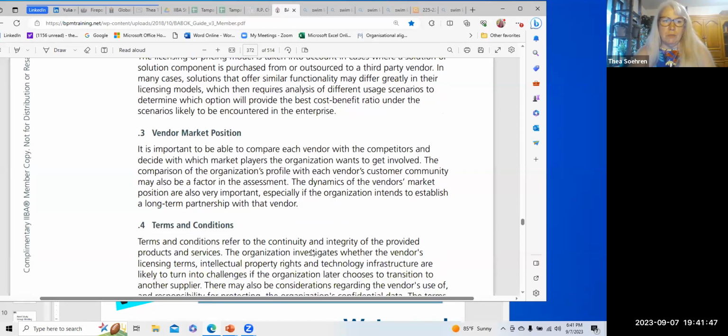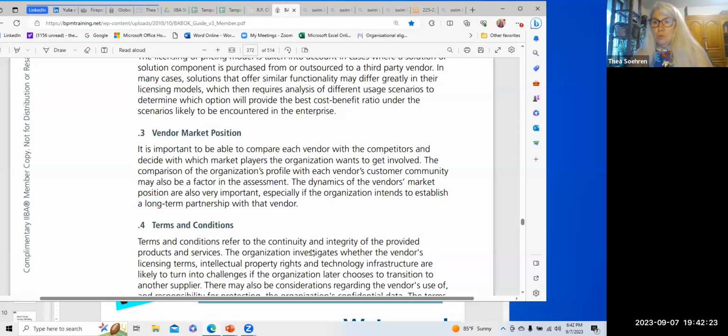The vendor's market position. It's important to be able to compare each vendor with their competitors and decide which market players the organization wants to get involved with. The comparison of the organization's profile with each vendor's customer community may also be a factor in the assessment. Let's say you're talking about using Jira versus Rally. Very similar functionality in some things, very different functionality in other things. One of them is produced by Atlassian. I forgot who the other one's produced by.